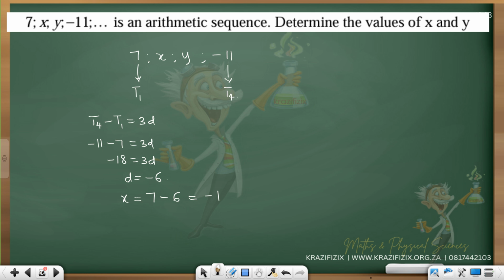And what is Y? You can work in different ways. Keep subtracting negative 6. My X is positive 1, because 7 minus 6 is 1. And 1 minus 6 is negative 5. Are we okay there? Did that make sense? So I'll quickly work with the numbers that I know.